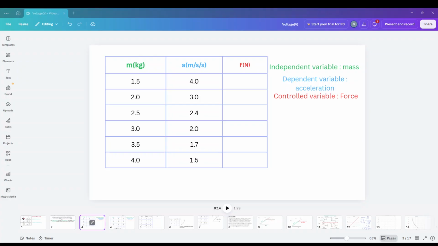Let's start with this table here. Again, we have our independent variable as the mass, so we will increase the mass here. And then our dependent variable is the acceleration. You can see as the mass increases, the acceleration seems to be decreasing, and the controlled variable, the one that we keep constant, is the net force, and we are aiming to determine its magnitude. Okay, so let's look at the graphs.